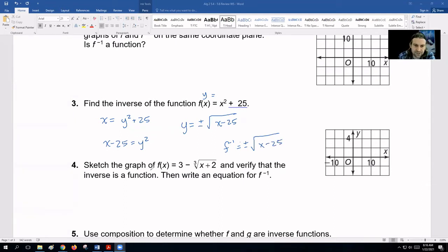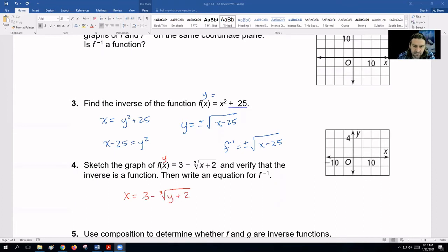All right, next, sketch the graph of, okay, what would this look like? And we want to verify. So let's make sure we can just write the equation here. That's the biggest part here. And then we'll use Desmos to help sketch the graph. You guys can get Desmos and that should be fine. So y, we'll switch them around. So we get x equals 3 minus the cube root of y plus 2.